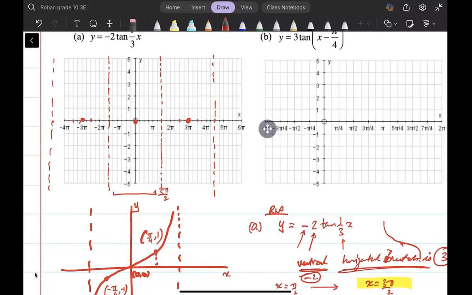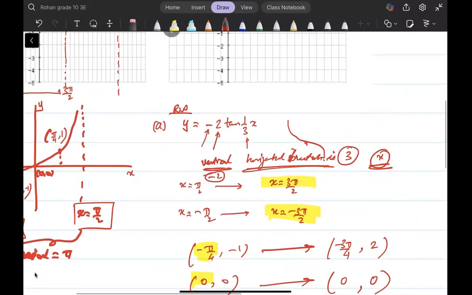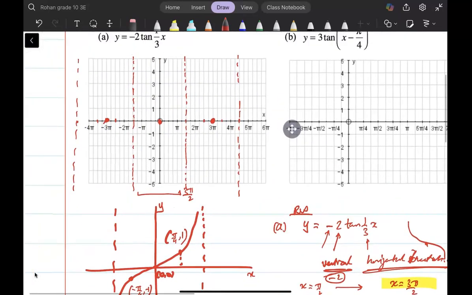You already have the asymptotes, so can you just directly draw them? No, asymptotes is not enough. You have to get the intercepts also. The intercepts are also positioned by 3 pi. Now you have to get this point: minus 3 pi by 4 and 2. That's what I'm saying.